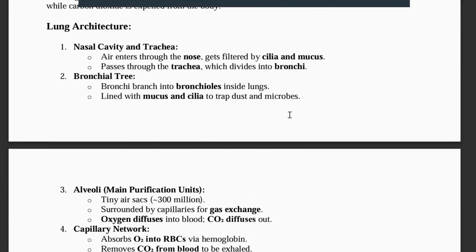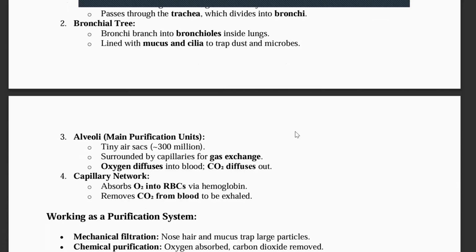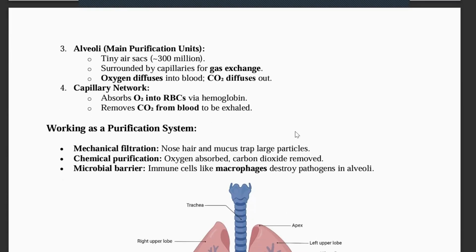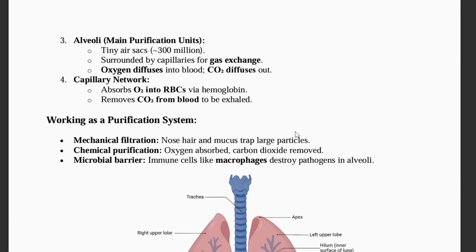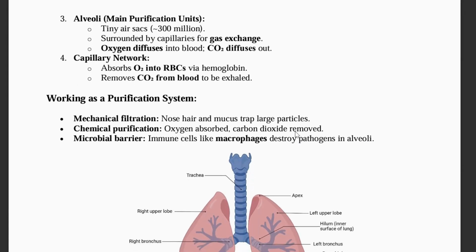Then the bronchial tree. The bronchi again further divide into branches inside the lungs, lined with mucus and cilia to trap dust and microbes. Alveoli are the main purification unit, tiny sacs numbering around 300 million. They are surrounded by capillaries for gas exchange. Oxygen diffuses into the blood and CO2 diffuses out.